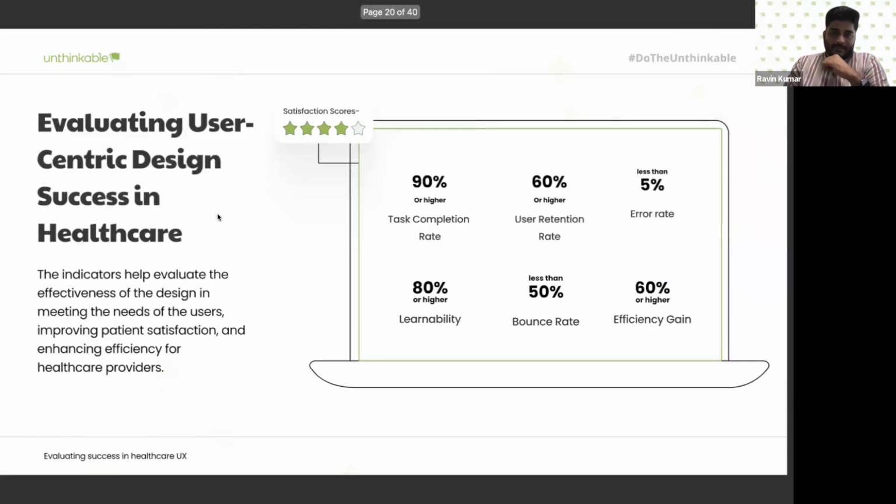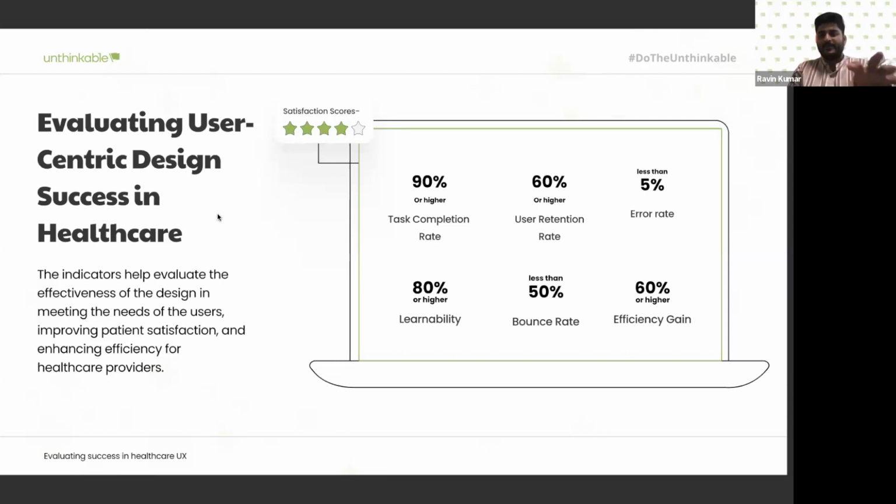So let's quickly discuss how you can evaluate user-centric designs. If you have any digital product, how can you check whether it is meeting the industry standard values that we have? These are a few of those values. We can simply say that these are standard values that can be accepted, and if you are meeting these criteria, your product is well designed or well thought out.